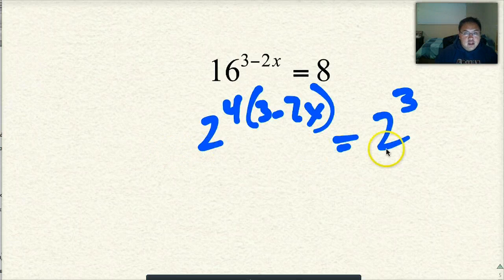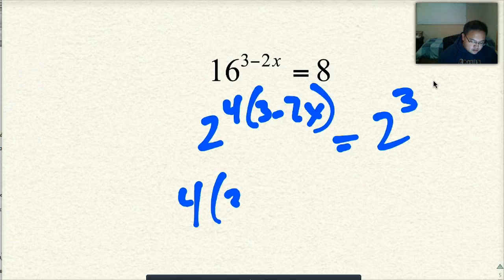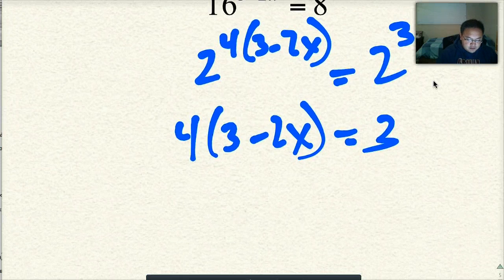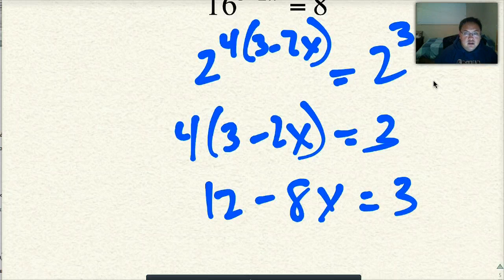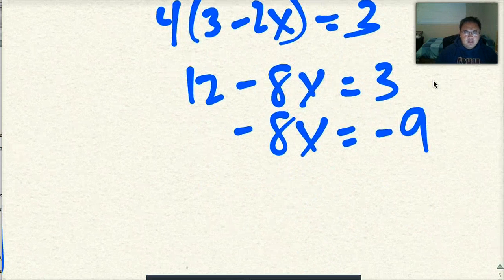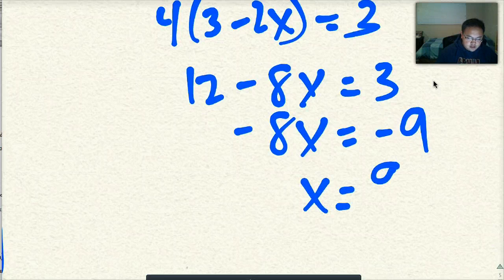So now 2 and 2, these are both equal. So this and this have to be equal. 4 times (3 minus 2x) has to be equal to 3 because the bases are equal. Again, solving for x, I'll multiply it out, like so. I'll subtract 12 from both sides. And then I'll divide both sides by -8. Your answer is 9/8.